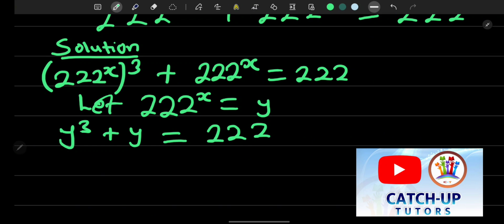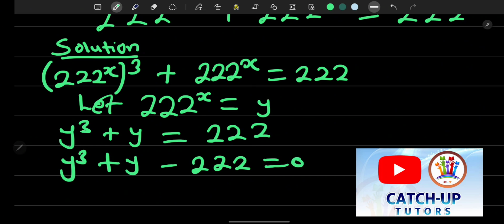Okay, so what's the next thing to do here? Let's equate the equation to 0. Okay, by doing so, we need to subtract 222 from both sides of the equation, and we're going to have y cube plus y minus 222 equals 0.